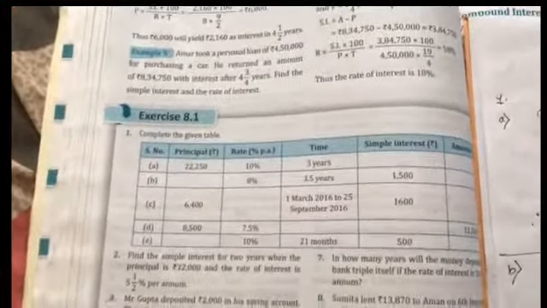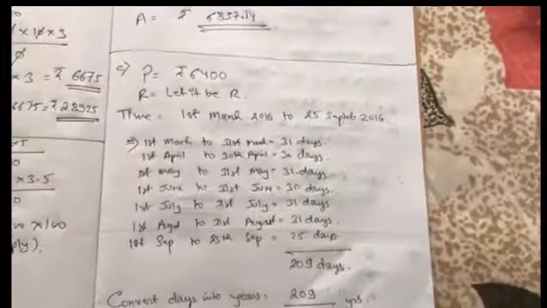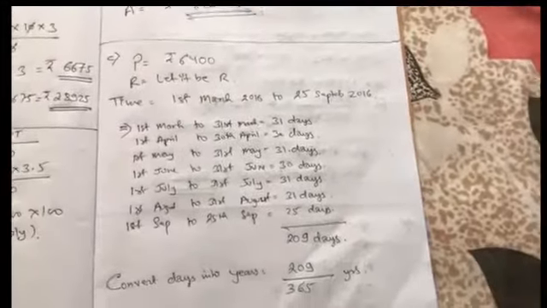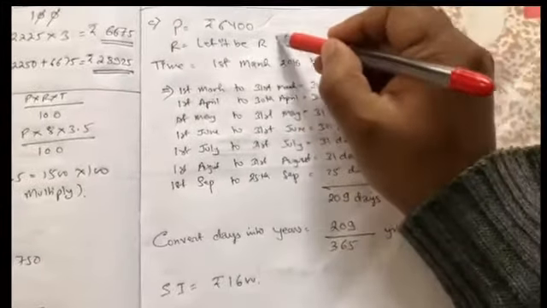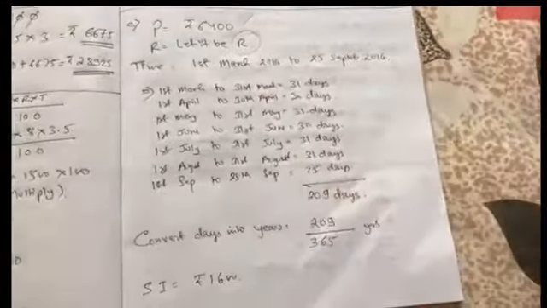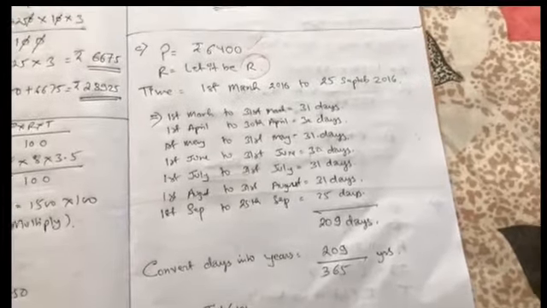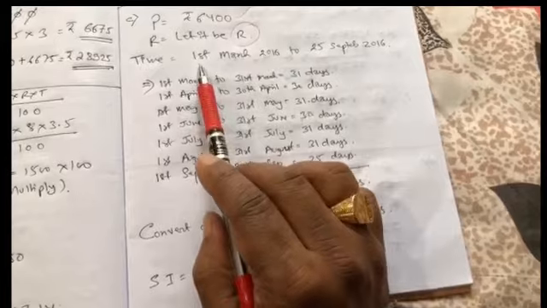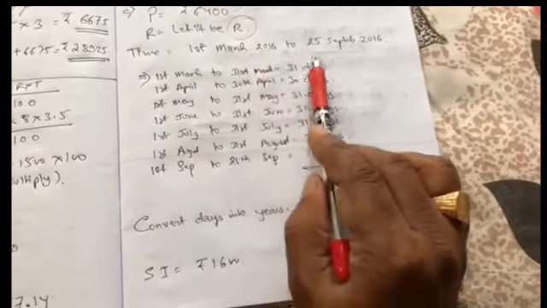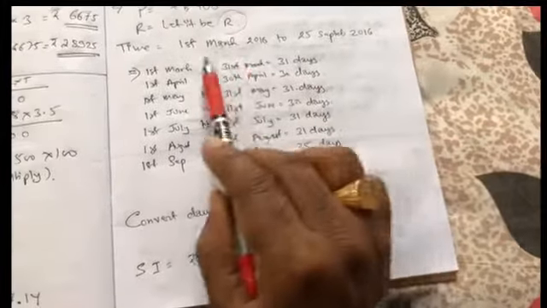Now if you see question number C, the principal is given as 6400, rate is not given and amount is missing. So this question is done somewhere out here. You can see it very clearly. Principal is given as 6400. Since rate was not given, I have kept my rate as R. And my time is very complicated here. They have said the time, instead of giving it in years, what they have done is 1st March 2016 to 25th September 2016. So it is given in days.